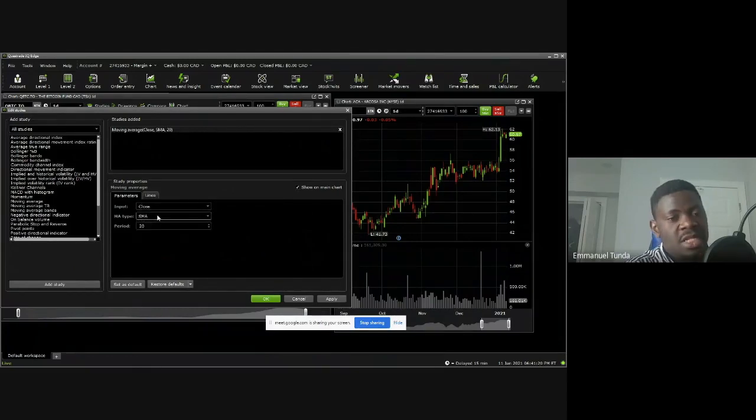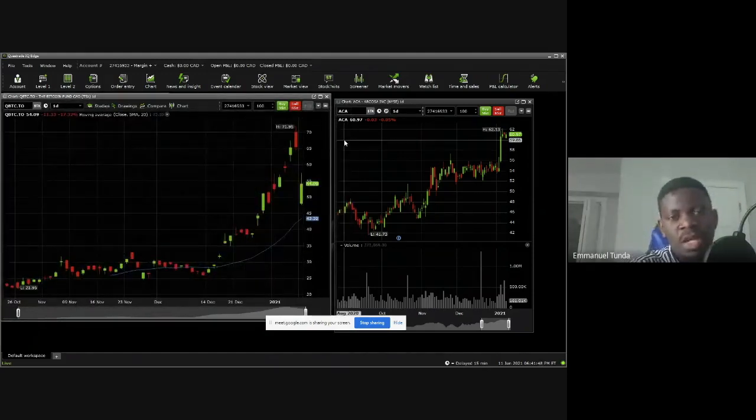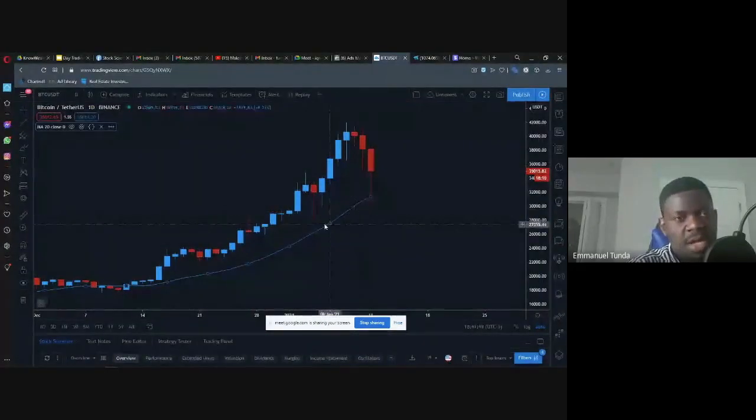And SMA means simple moving average. You can put an exponential moving average, but what we want is a simple moving average. So you want to put the simple moving average 20 as the period or the length, and you want to use the closing price. When you click, here is your moving average. Here it is. Now, that's how you set it up.